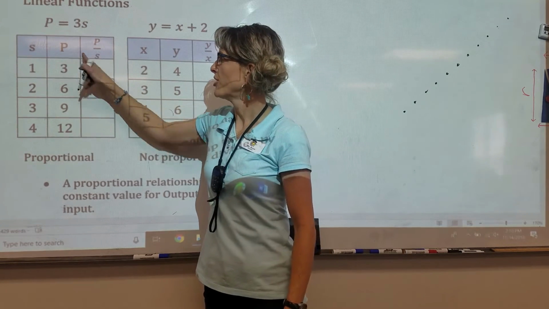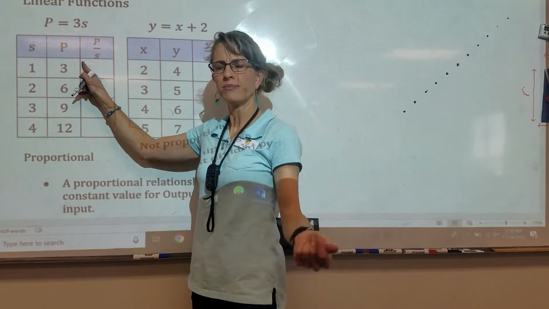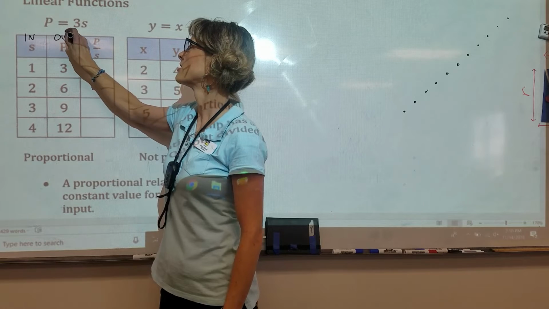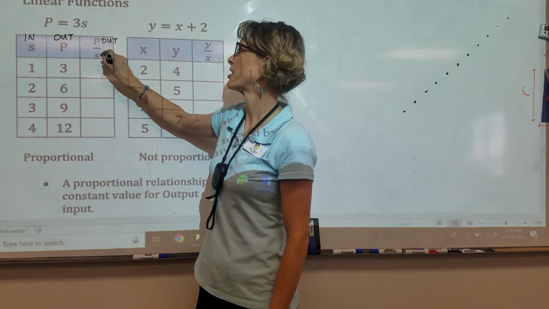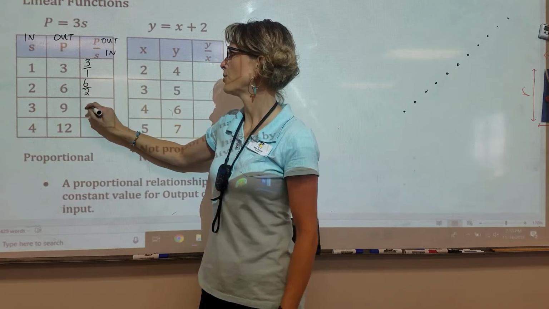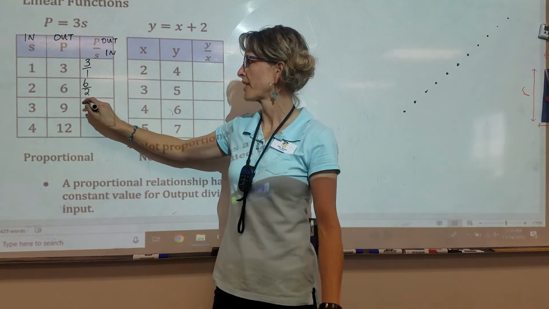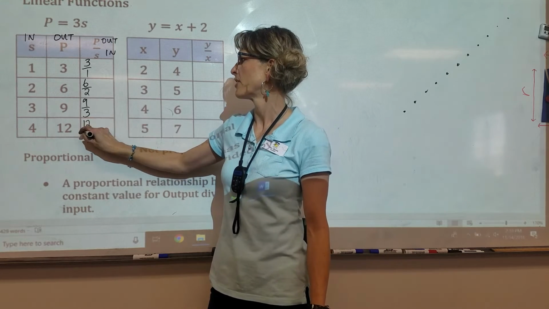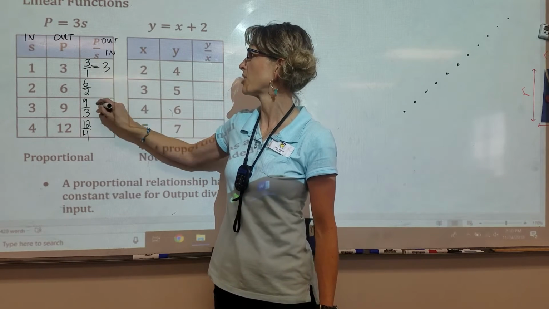Okay, output over input. What's my ratio? In, out. Output divided by input. So it's 3 over 1, 6 over 2. What's my next one? 9 over 3. Good. And the next one, 12 over 4. Good. Thank you for paying attention and being with me.